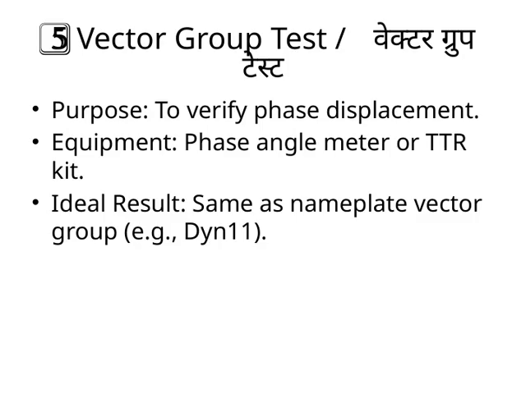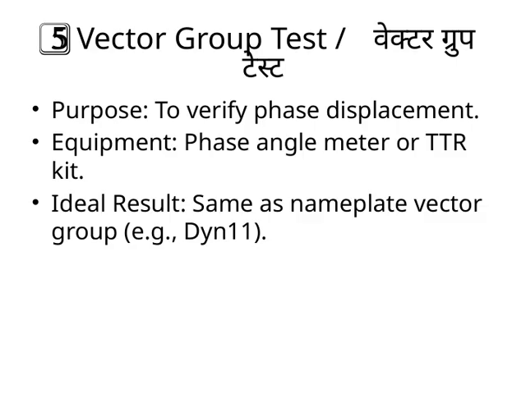Let's talk about the vector group test, known in Hindi as vector group test. The main purpose of this test is to verify the phase displacement between the transformer's primary and secondary windings. This helps us ensure that the transformer is wired correctly and functioning as intended.